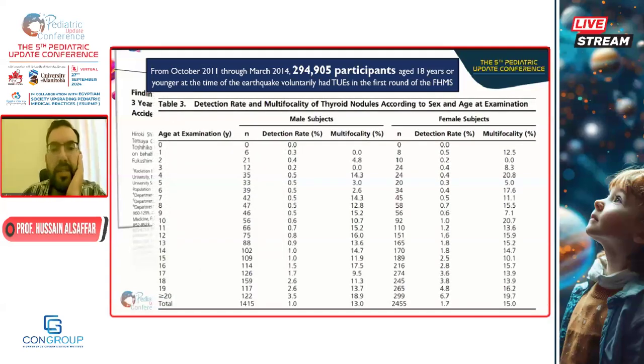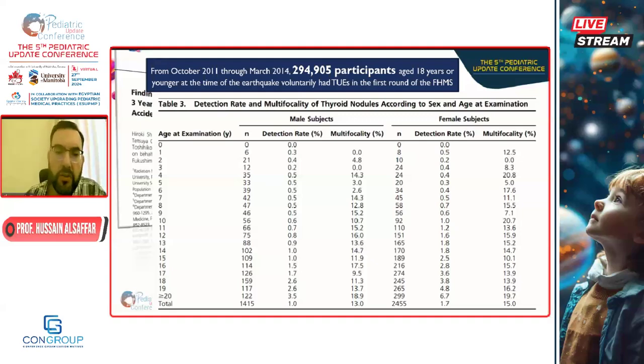According to this table, as you can see here, on the left side are the male subjects, and on the right side the female subjects. And here is the detection rate of thyroid nodules. They looked into different things: thyroid nodules, thyroid cysts, and thyroid cancers, but here, let's focus on thyroid nodules itself.